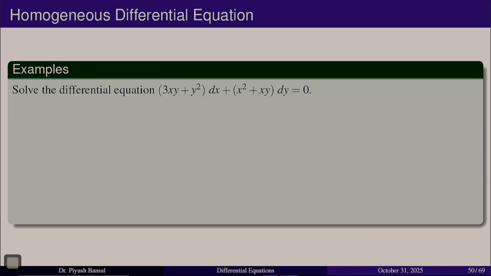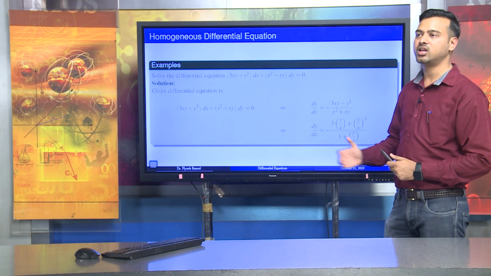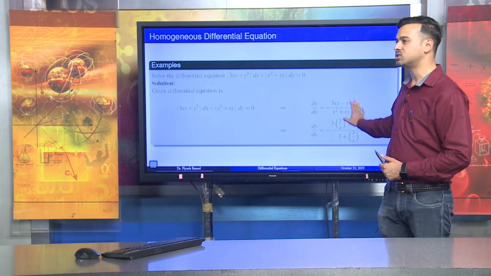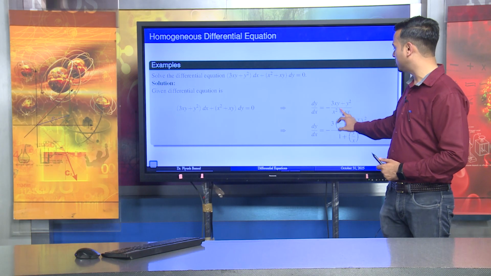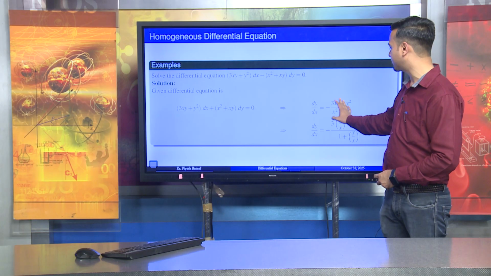So, in order to solve this differential equation again, we represent this equation in the form dy by dx or dx over dy. So, this is the first step that we do. If you look at it carefully, this is a homogeneous function again, both f and g. This is of the form dy by dx equal to this. The numerator is again a homogeneous function of order 2, and the denominator is again a homogeneous function of order 2. So, this is a homogeneous differential equation.